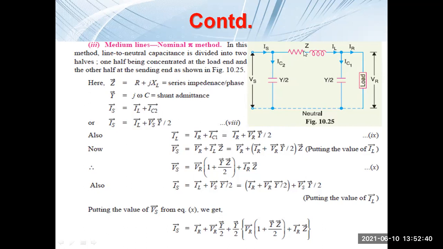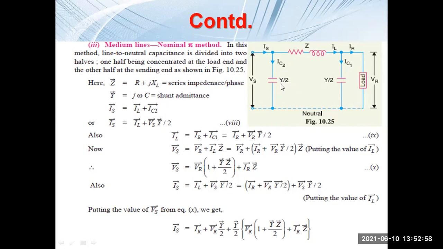Now Z equal to R plus JXL. That is the series impedance. And the shunt admittance, that is J omega C. So Is will be equal to IL plus IC2. Is equal to IL plus IC2. Now Is equal to what? Is equal to IL plus IC2 means that is Vs into Y/2.